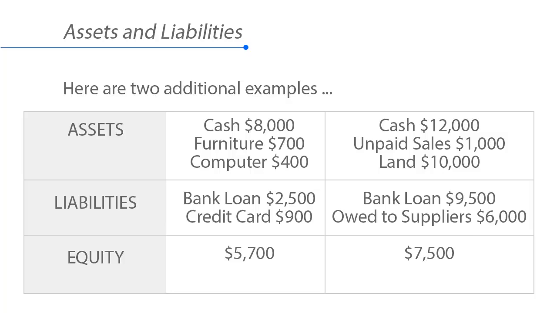Second example, if we have cash of $12,000, unpaid sales of $1,000, so the sale is made but not yet paid, it still is an asset, and we have land worth $10,000. So that totals our assets of $23,000. We have a bank loan of $9,500 and $6,000 owed to suppliers for a total of $15,500 in liabilities, and we subtract $15,500 from the $23,000, and we have total equity of $7,500.